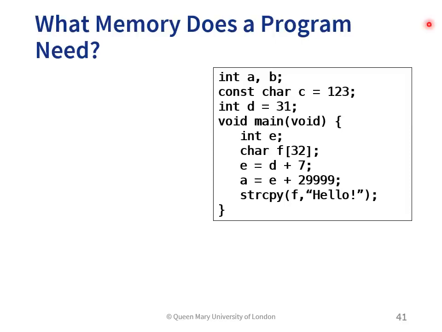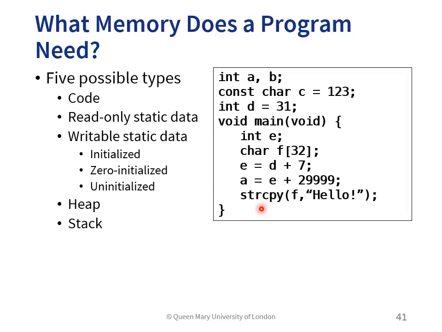Here we have a simple program with a number of different variables: integer, character, array, and some function calls. If you ask yourself what the possible types of data are in this example, quickly speaking, we could have 5 possible types. First, it can be the program itself. All these statements will be translated into instructions and stored as the code.